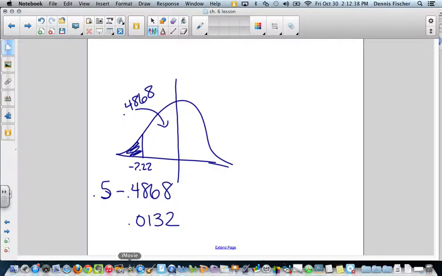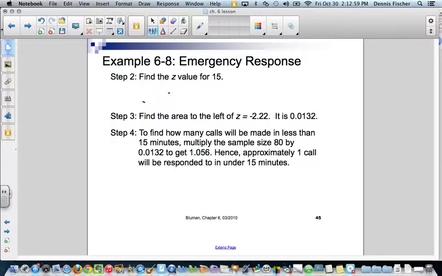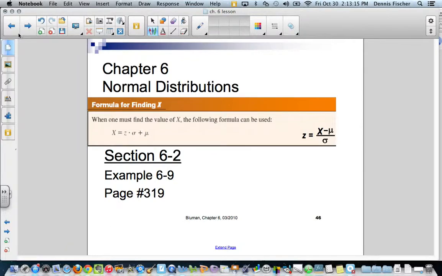But the question asked, of these, how many? There were 80 calls, so we take this times 80, and we get 1.056. So, to find how many calls respond in less than 15 minutes, we have approximately 1 call. That person made it in less than 15 minutes.